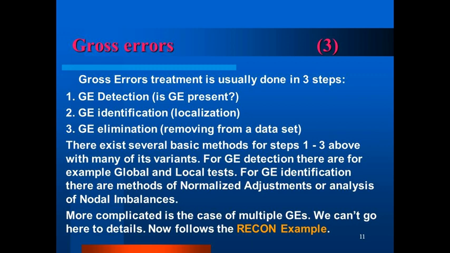The gross errors elimination problem is well known for a long time. There exist several basic methods with many variants. For gross errors detection, there are, for example, global and local tests. For gross errors identification, there are methods of normalized adjustments or the analysis of nodal imbalances. More complicated is the case of multiple gross errors. We can't go into details here. Now follows the Reckon example.